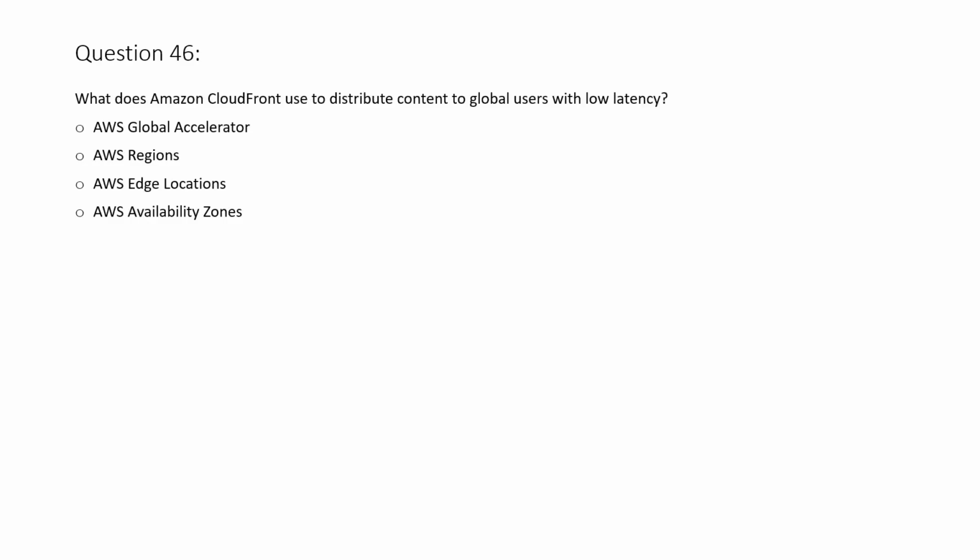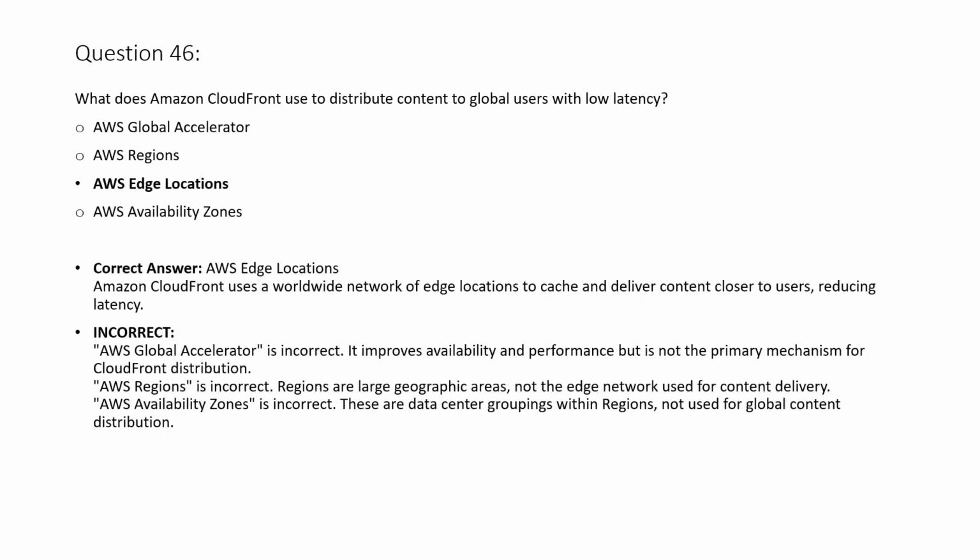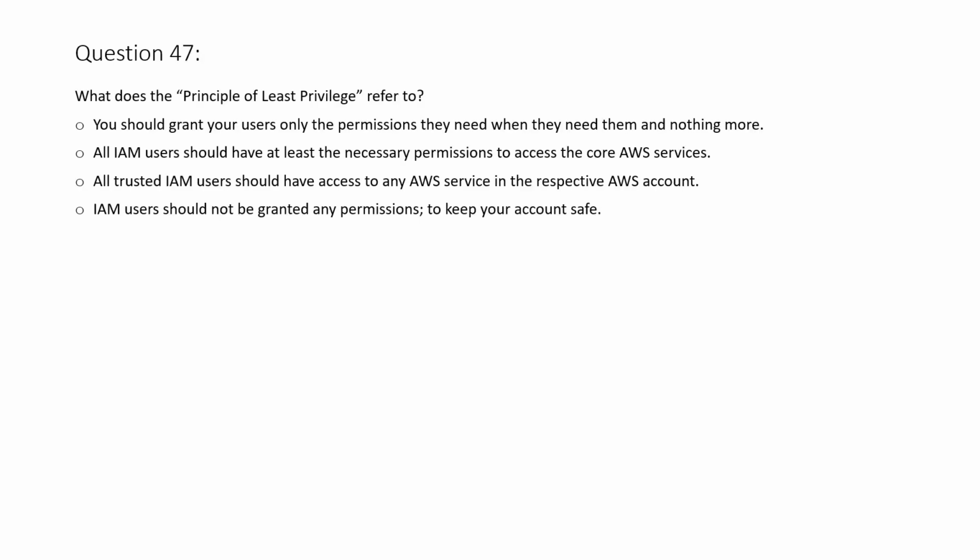So, question number 46. What does Amazon CloudFront use to distribute the content to global users with low latency? Option A, AWS Global Accelerator. Option B, AWS Regions. Option C, AWS Edge Location. Option D, AWS Availability Zone. The correct answer is AWS Edge Location, used for content delivery across the globe.